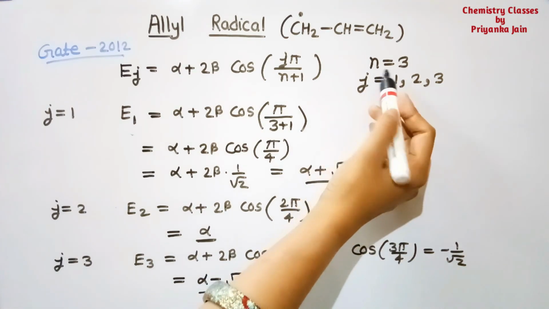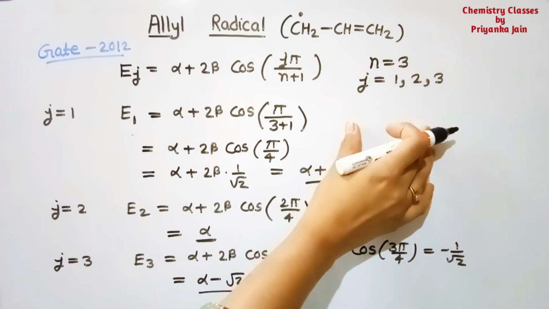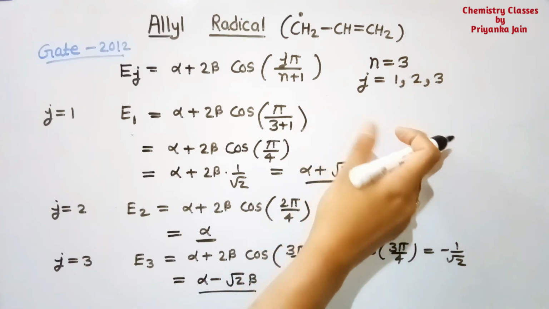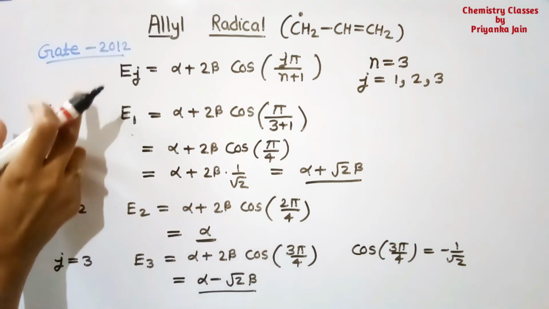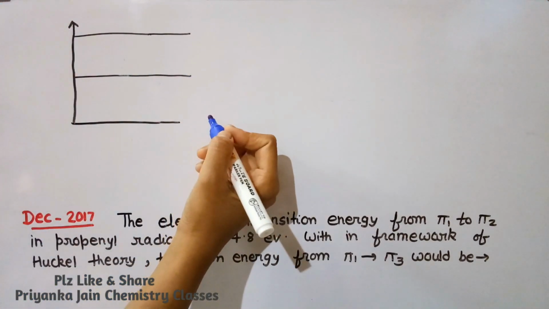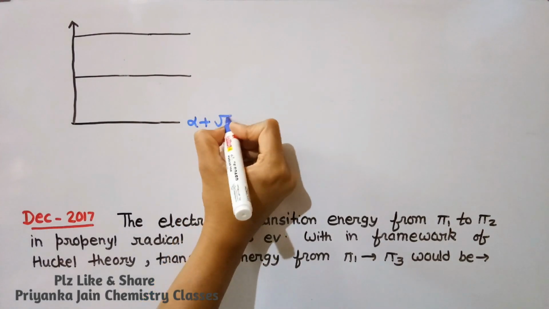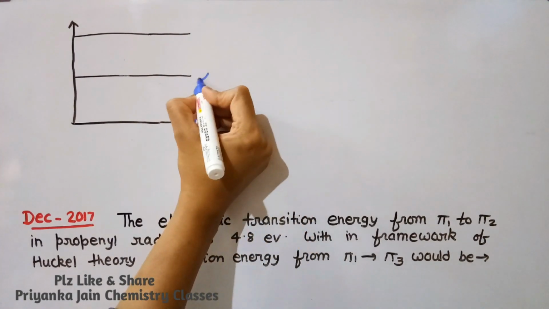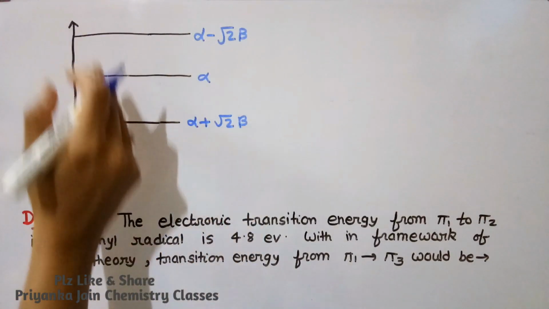We can see here n is equal to 3, the number of carbon atoms is 3, so there will be a 3 into 3 secular determinant, and there will be 3 energy levels: alpha plus root 2 beta, alpha, and alpha minus root 2 beta, and that was the question that was asked in GATE 2012. So in the case of the allyl system, there will be 3 different energy levels, and we know that the value of beta is always negative, so the lowest level will be alpha plus root 2 beta. Then the second one will be alpha, and the third one will be alpha minus root 2 beta. In this way there will be the energy levels.